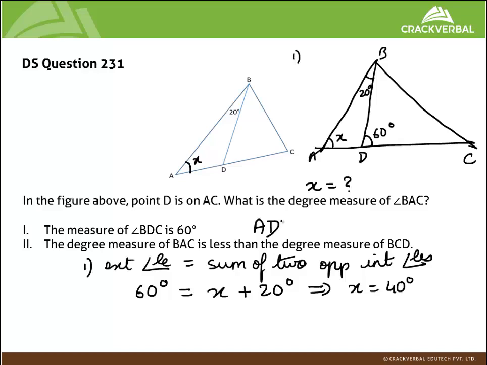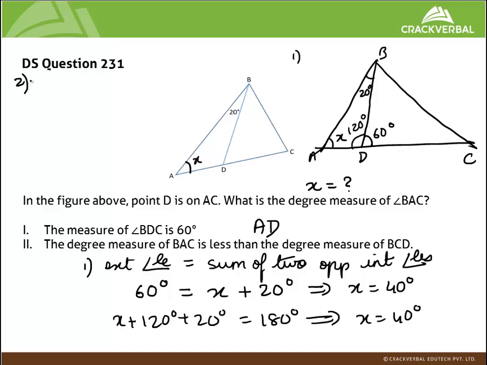The second way of evaluating the first statement is to just keep in mind that the sum of all interior angles in a triangle is 180 degrees. If angle BDC is 60 degrees, then angle ADB will be 120 degrees since they are supplementary angles. That is, they add up to 180 degrees. Now if I consider triangle ABD, then x plus 120 plus 20 will be equal to 180 degrees, which gives us the same value for x, which is 40 degrees. So the first statement is definitely sufficient.